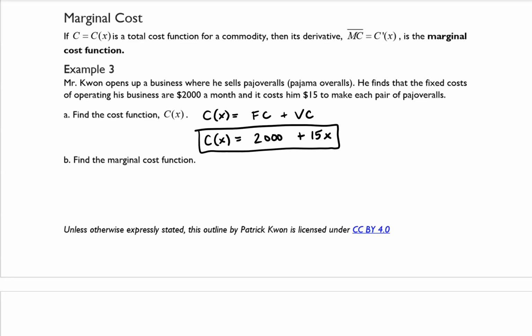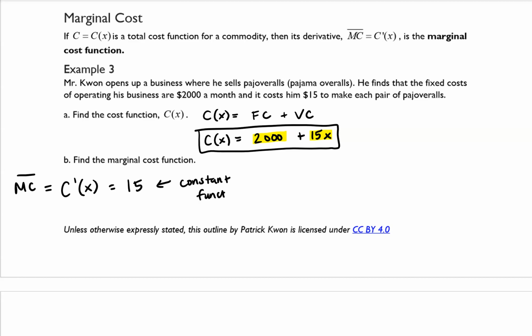And we want to find the marginal cost. So C prime of x, that's the marginal cost function. And that is equal to, well, if we took the derivative of 2,000, that would give us 0. And then the derivative of 15x is just 15. So notice that this is a constant function.